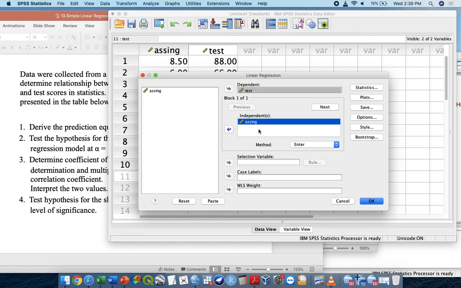Alright, so the next one, I am not going to discuss any of it. I'm not going to click the statistic, plot, save, option and style buttons whatsoever. I'm just going to run it robustly. Robustly means just run it straight away, just to make sure you understand the concept first. Then we can customize later on. And then you hit the OK button.